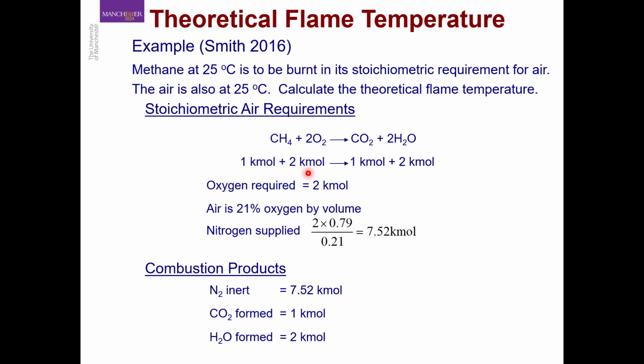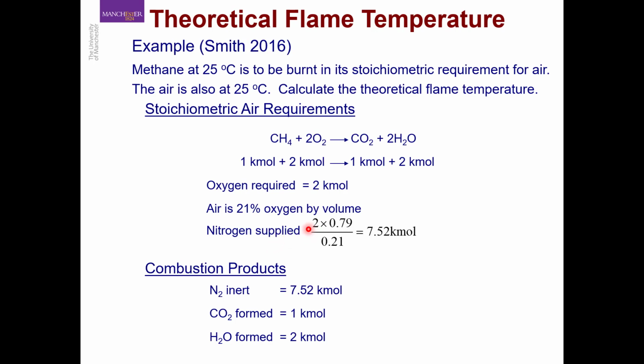of oxygen. But obviously, we are providing air to the furnace. We are not providing oxygen. Okay, so we have to calculate what is the amount of air that we need to provide. So we can calculate based on the logic that the air is 21% oxygen by volume. It means that 79% of this air would be nitrogen. Okay, so we can calculate the amount of nitrogen supplied to the furnace.